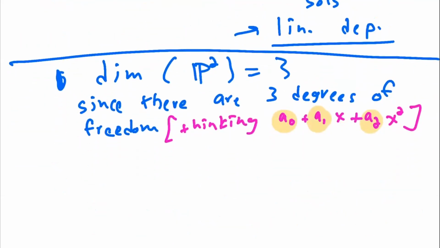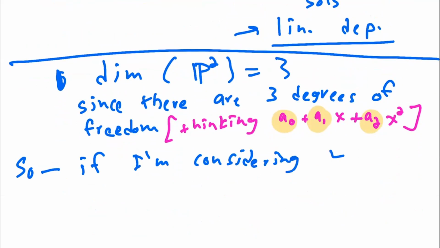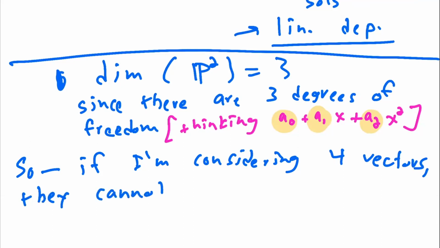Let's go back to my blue. So if I'm considering 4 vectors, they cannot form a basis.